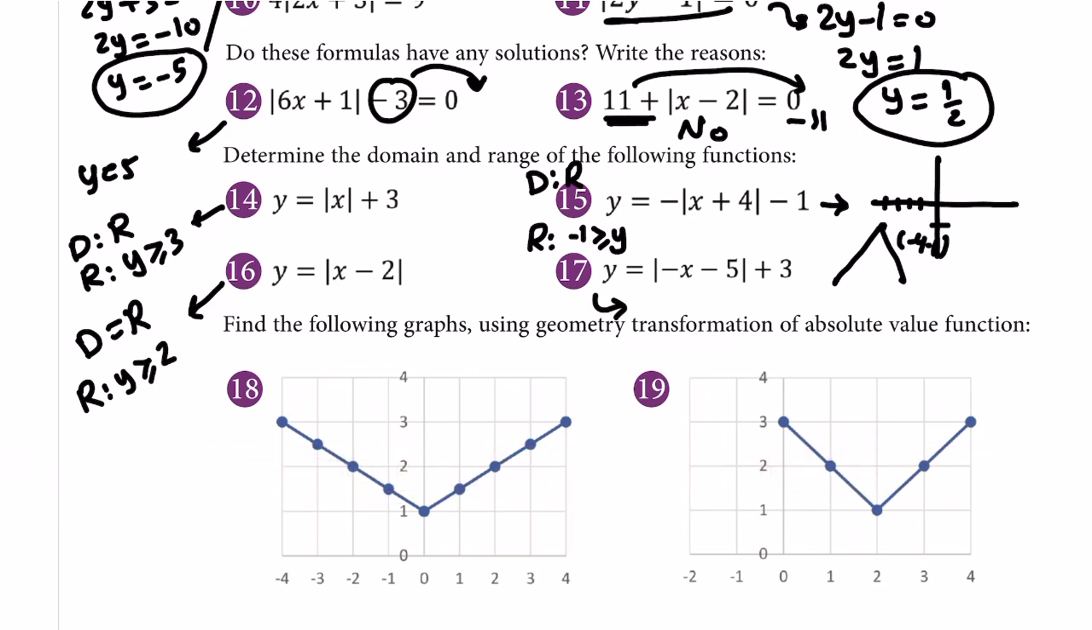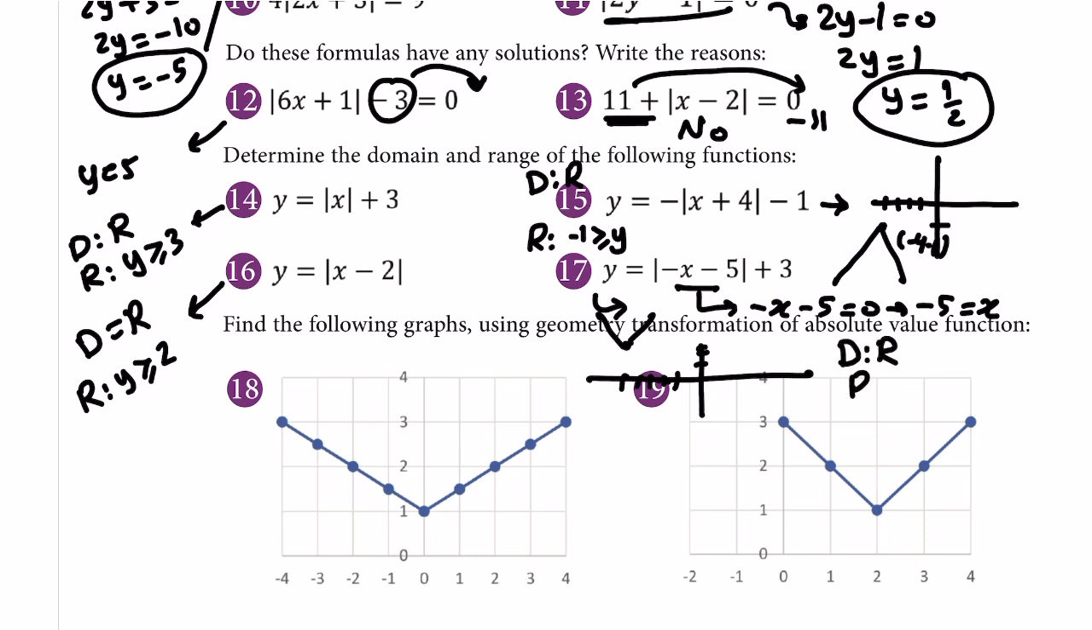This part here, have an idea, inside of that one there is a movement. So 3 units up. For the inside, just set it equal to 0. You have negative x, negative 5 equals 0. So negative 5 equals x. So x is negative 5. So it means 5 units to the left and 3 units up. So it will be like this. 5 units, 1, 2, 3, 4, 5. And 3 units up. So it will be here and going this way. So the domain will be R. The range will be y bigger than or equal to 3.